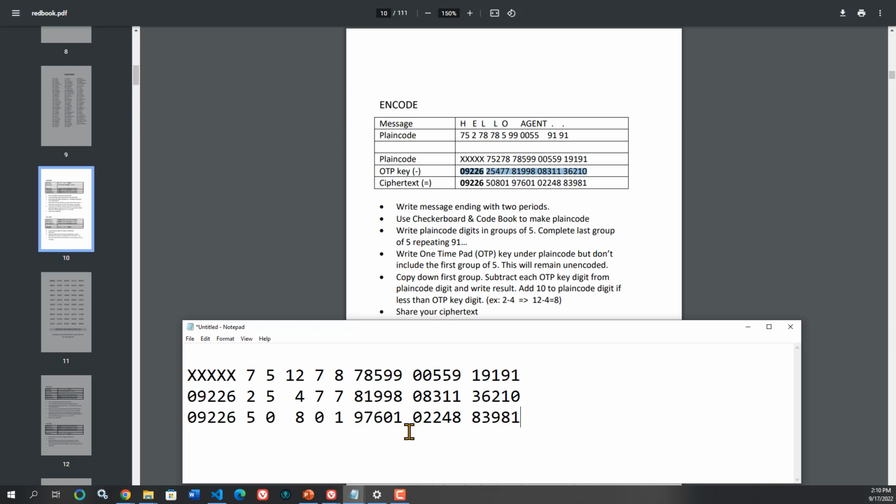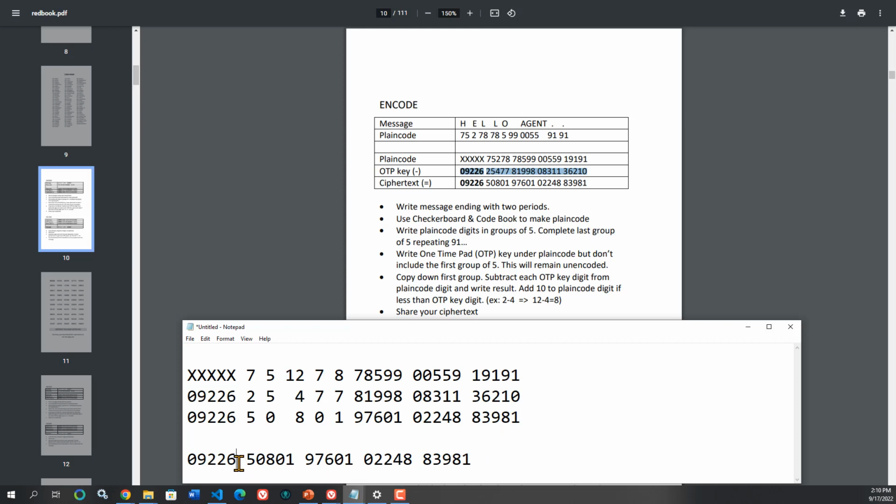So let's take this and regroup the digits in groups of 5 again, and see if we did our math and came up with the same answer here. So this would be the unencoded number 09226, then 50801, 97601, 02248, and 83981. All right, so that matches up with this. You can always check your math as you go along, but that is the step we need to come up with the ciphertext.